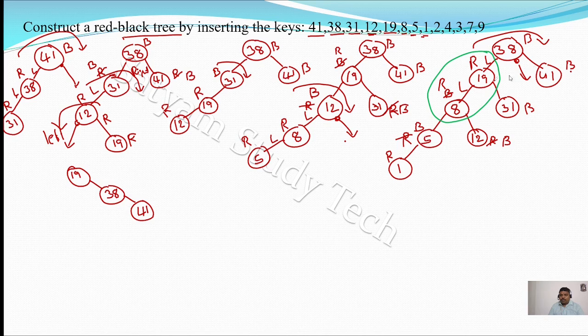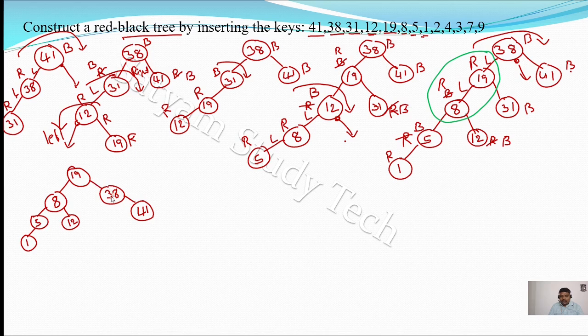First we have to perform the rotations. So here 19's left is 8, 8's left is 5, and 5's left is 1, right? 8's right is 12. Then the next node is 31, which is 19's right. So 19 is the root node here, and 31 is added on the right side.